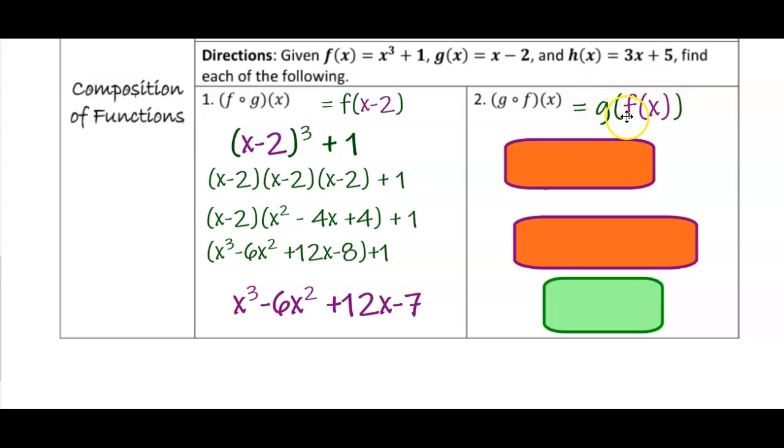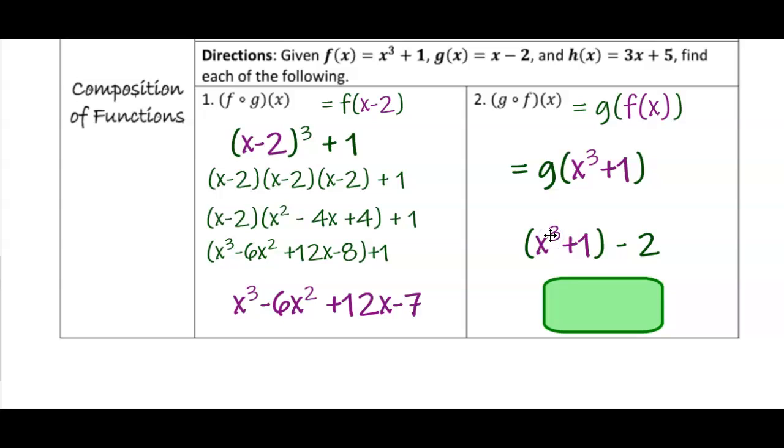So that's g of f of x. I'm taking my f of x and plugging it into g. So f of x is x cubed plus 1, so that's what I'm plugging into the g. Since g is x minus 2, now I have x cubed plus 1 minus 2. Then I just combine like terms, and my final answer is x cubed minus 1.